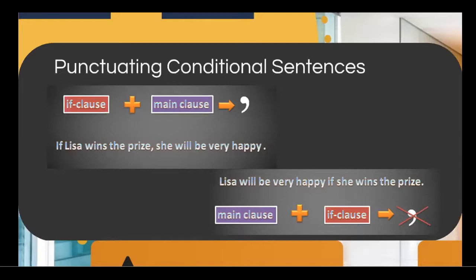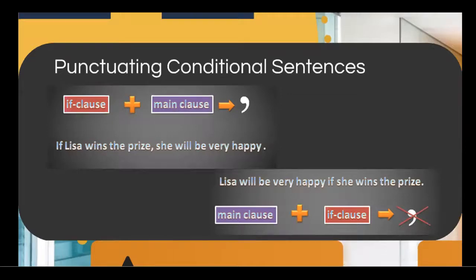When the main clause precedes the if clause, no punctuation is necessary, like in this example. Lisa will be very happy if she wins the prize. Lisa will be very happy is the main clause. If she wins the prize is the if clause. And there we have no comma.